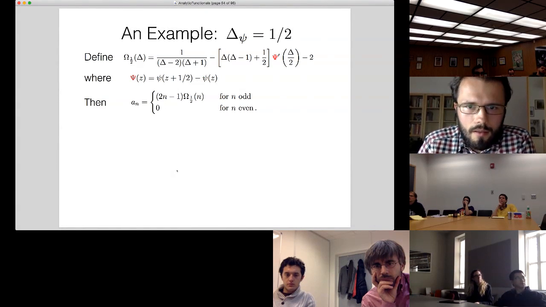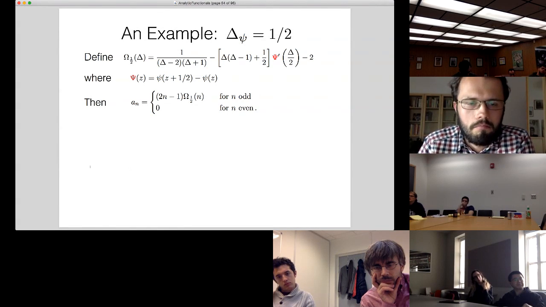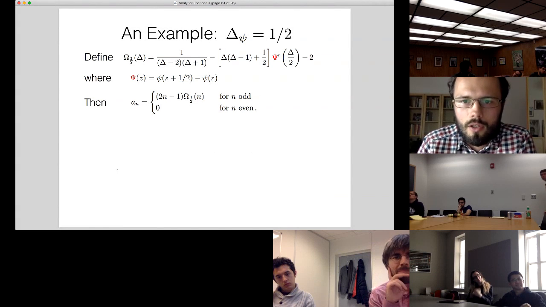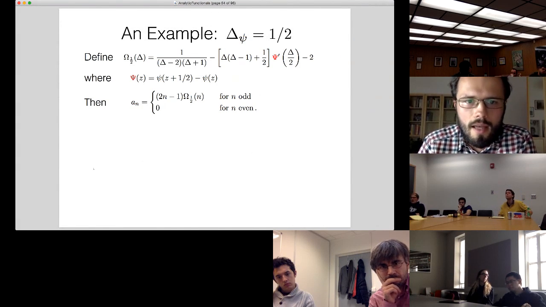And then the coefficients a of n can be written in a closed form. When n is odd, they are just proportional to the evaluation of capital omega at integers. And when n is even, the a of n vanishes, which we already saw before, because we know that the spectrum of the OPE when the dimension of psi is 1/2 contains all the even integers. So the functional must vanish at even integers, which means that a n when n is even must be 0.